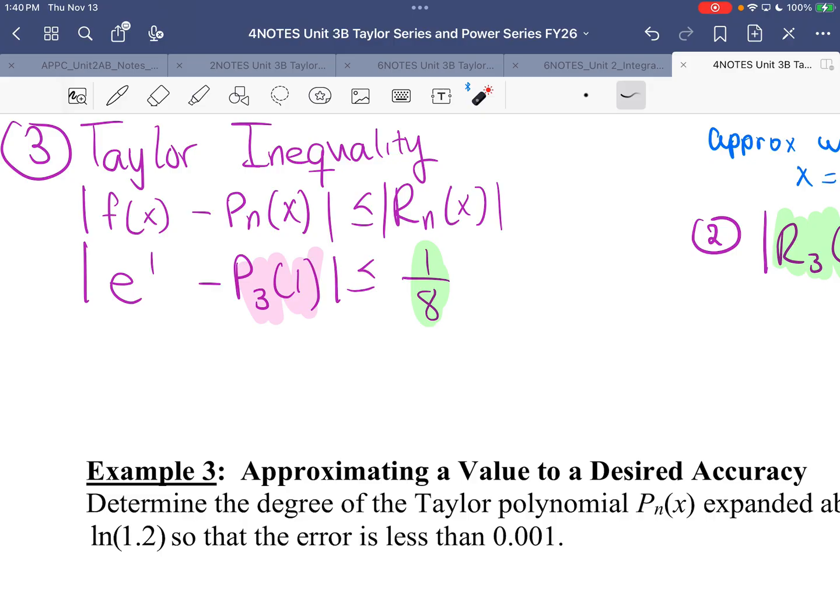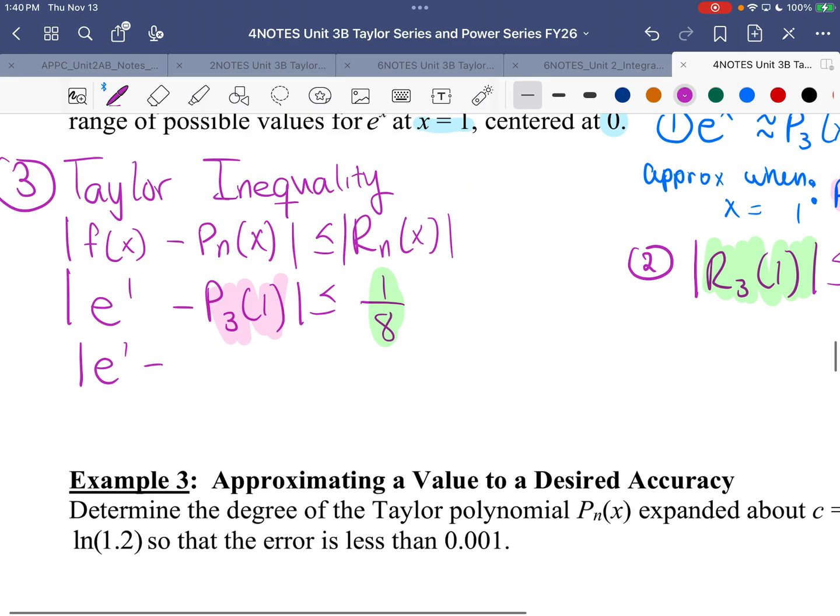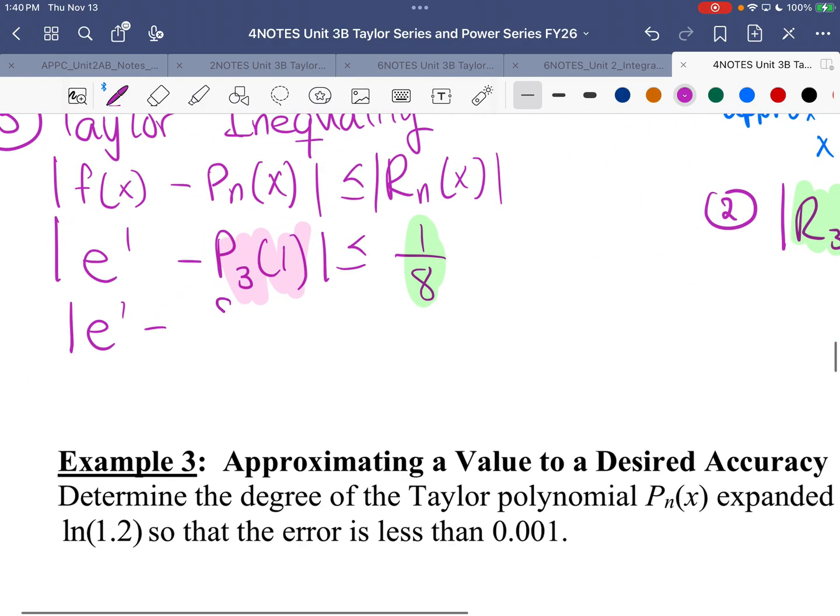Now the absolute values get dropped off when I say, okay, the difference between e and P. I should probably plug in the number. Do I have enough space? What was the number again? Thank you.